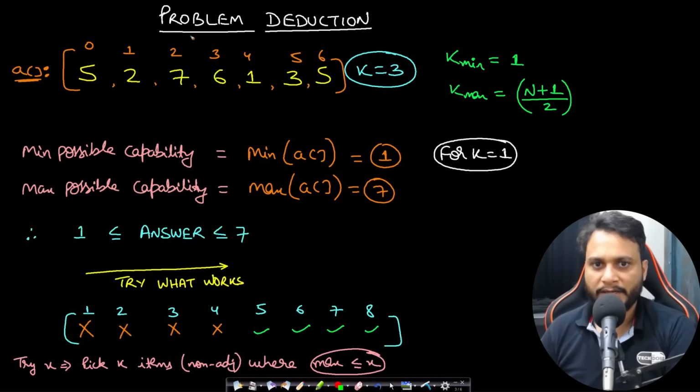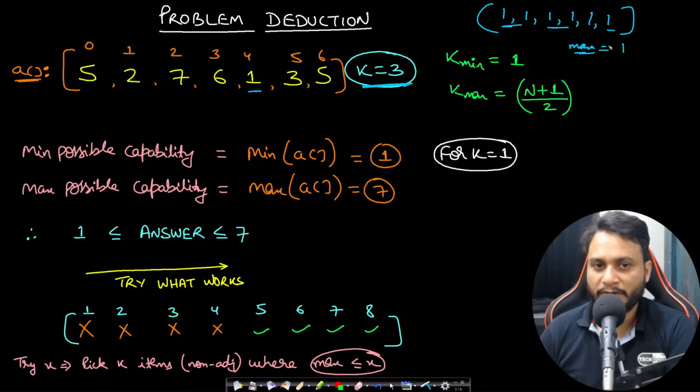Now let's try to do problem deduction. In this case I am assuming 7 items and the k value being 3. Now if I have to pick 3 items out of these 7 items, according to the rule that no 2 adjacent items can be picked, then what will be the minimum that I can pick? Well, the minimum can be 1. Maybe in this array, all the items were 1, right? So if you pick 3 items and take the maximum value of that combination, the maximum value can be the minimum of the entire array, right? So that is what I am talking about.